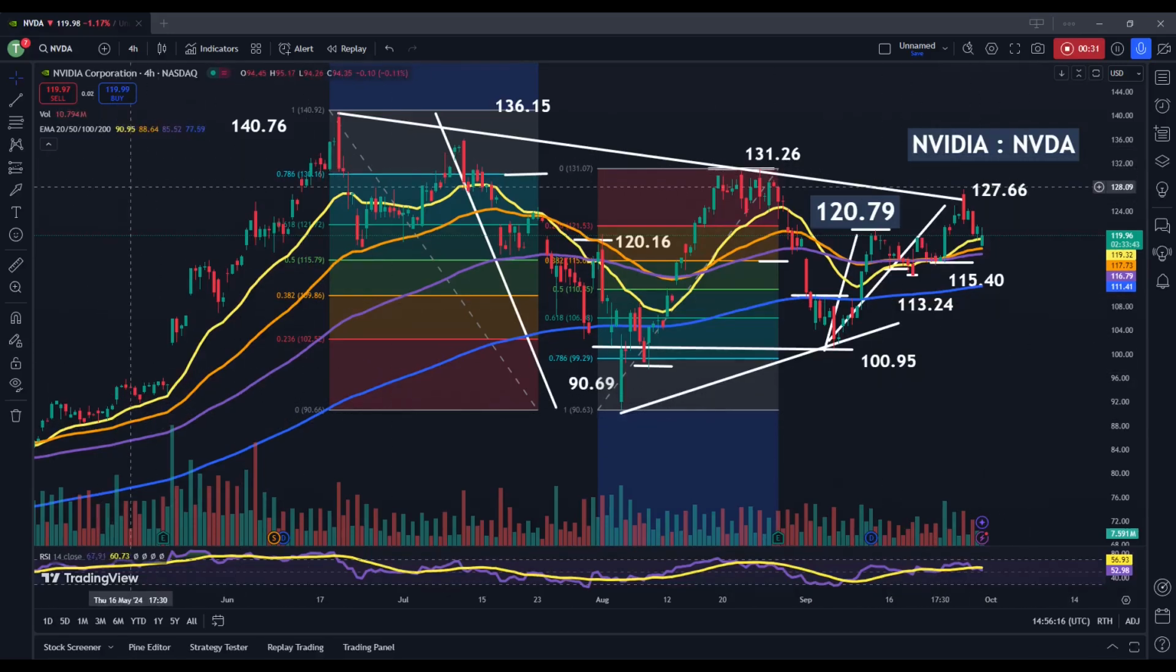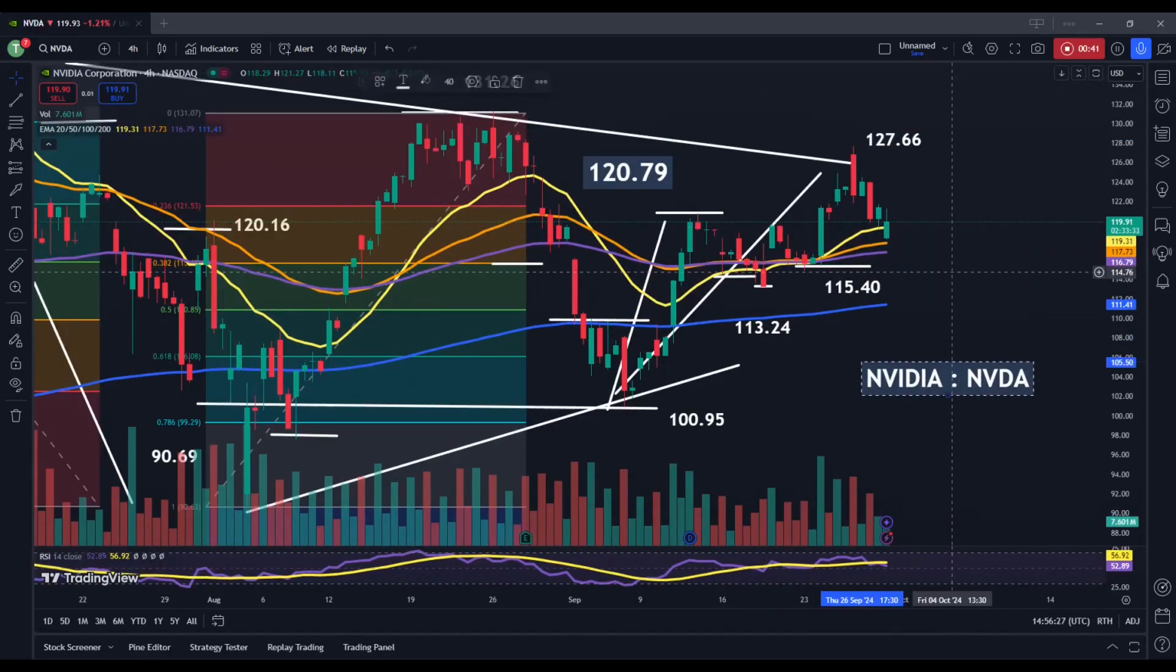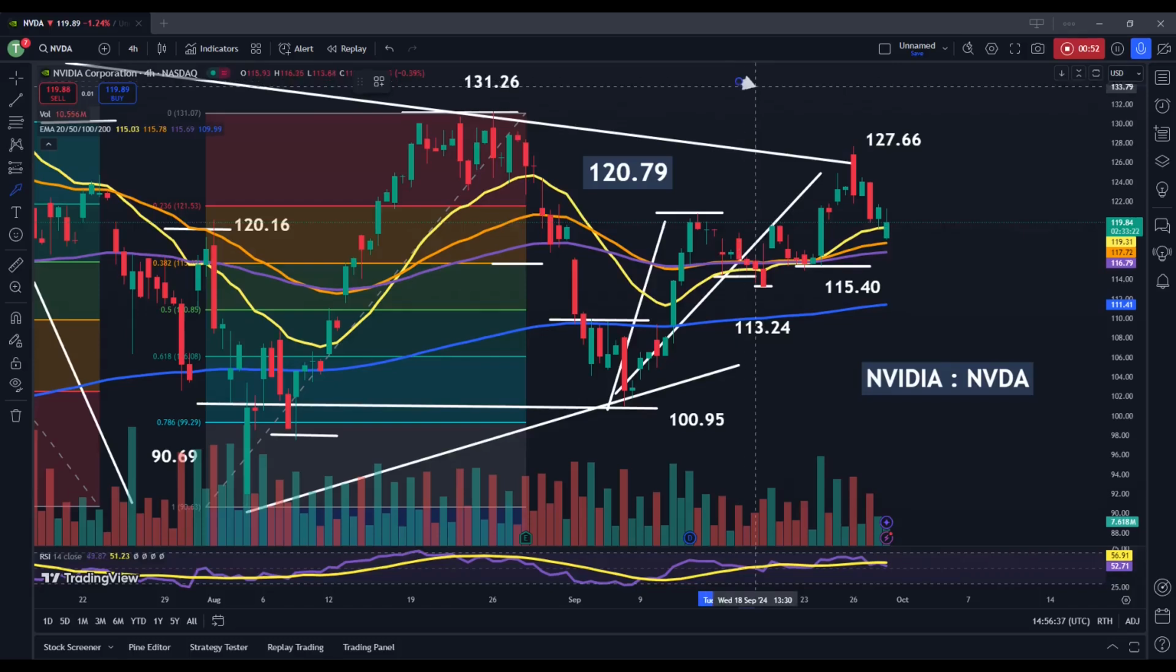So here we have the 4-hour price chart, and each candle on this price chart represents a 4-hour trading period. If we drill into the price chart a bit, we can see that the stock is trading under a bit of selling pressure after forming a fairly significant trendline break. That came with these highs at 127.66. So that would essentially be this price break here.